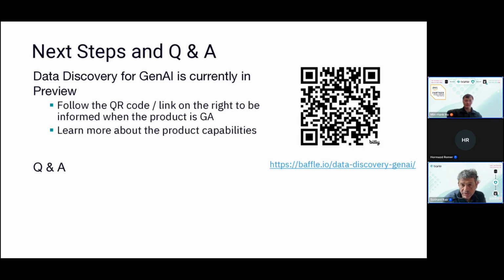And so with that, let's talk about next steps and Q&A. The data discovery for GenAI is currently in preview. On the right-hand side, you see the QR code, and there's also the link that you can just type out. But go ahead and do the QR code, and it'll take you to the data discovery for GenAI page. On that page, you should see a form that allows you to sign up and to be informed when the product is generally available. In the meantime, if you want to learn more about the product capabilities, you have it there, and this webinar will be available from that page as well.